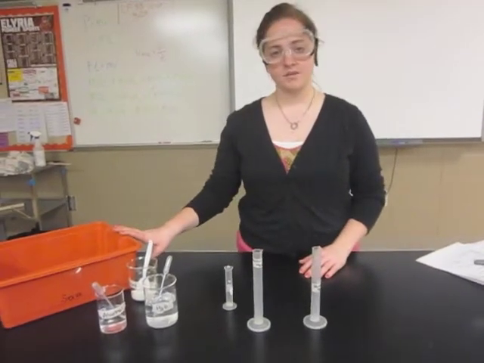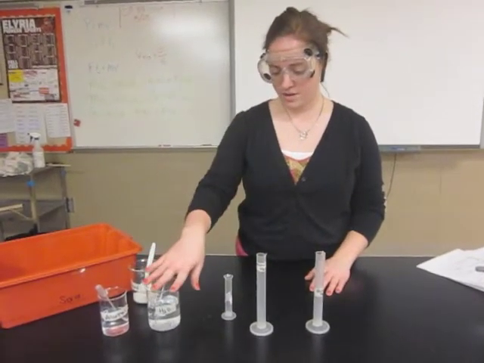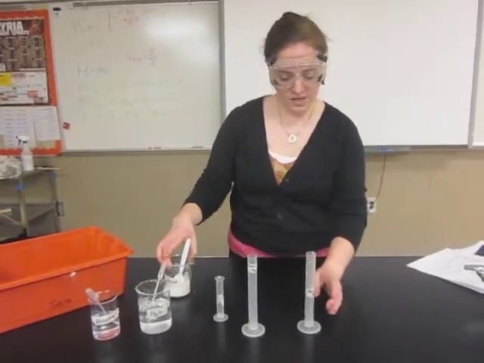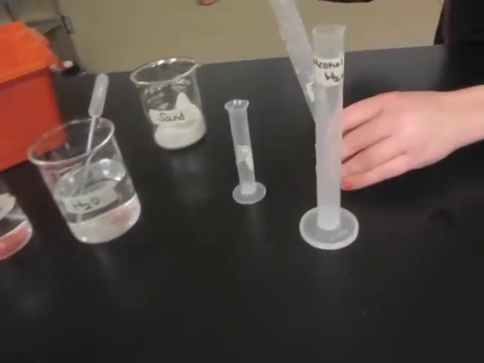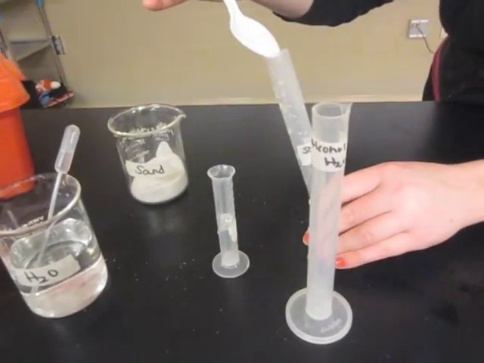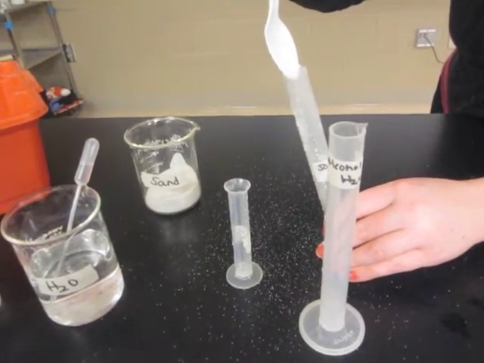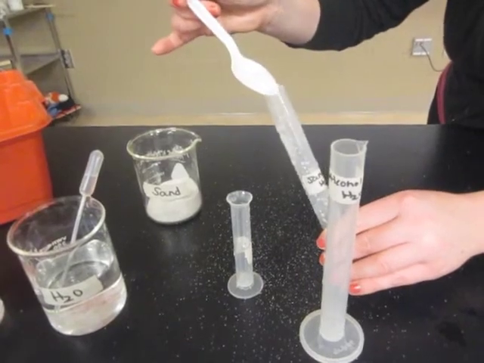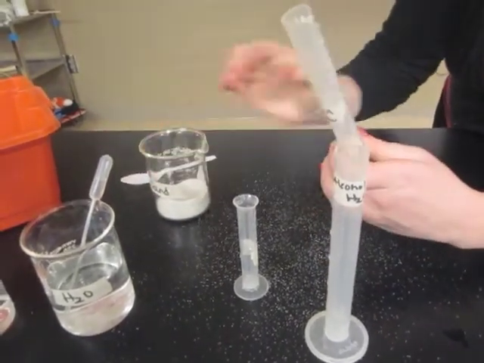If your teacher has tubs for you, everything you need will be in your tub. You need 3 graduated cylinders, a beaker of water, a beaker of alcohol, and some sand. The first thing you want to do is take your graduated cylinder marked sand and fill it to the 10 milliliter mark. It's okay if you get sand all over the place, it wipes up. And it might actually be better for me just to pour it this time.